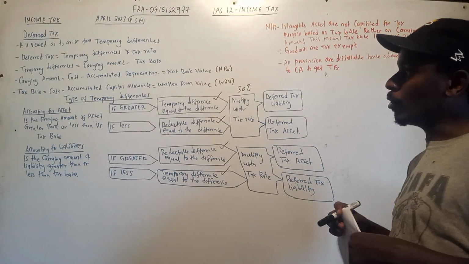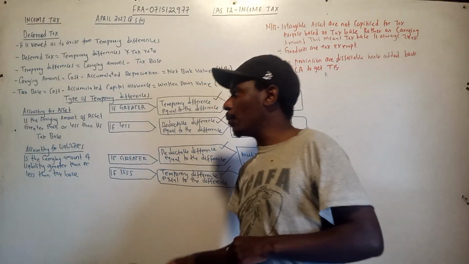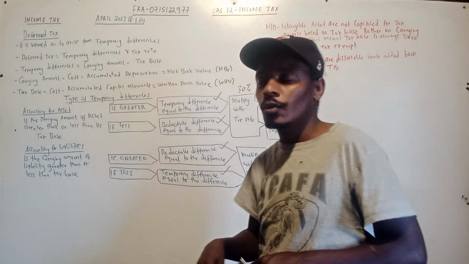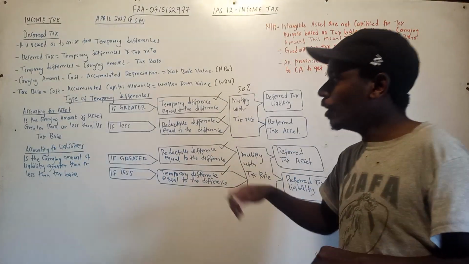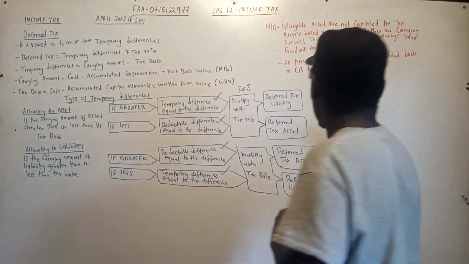Now you have two types of temporary difference. The ones which arise because of the accounting for assets, and those which arise because of the accounting for liabilities. Now, if the carrying amount is greater than the tax base, let us see this here for asset.